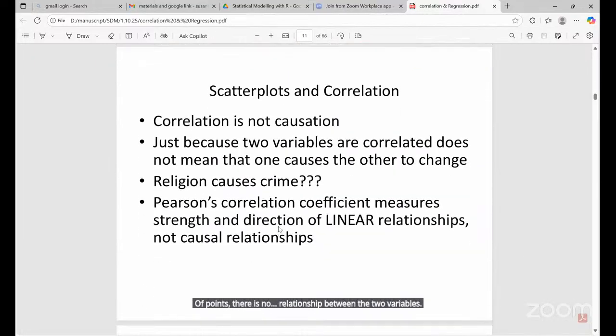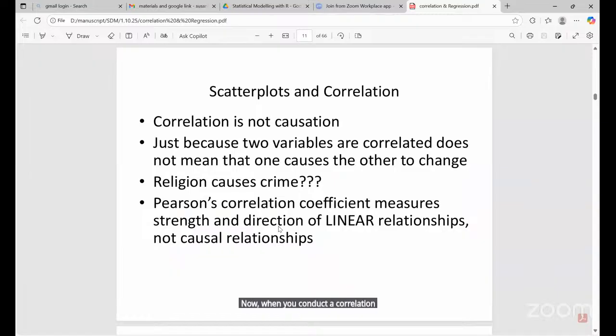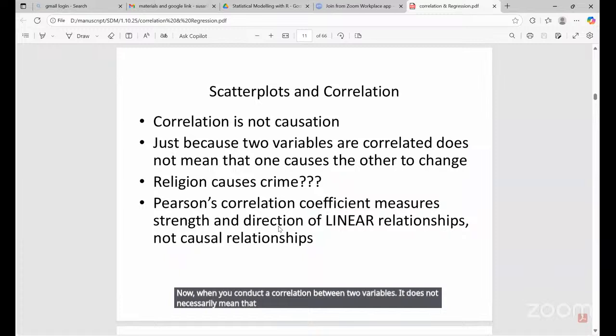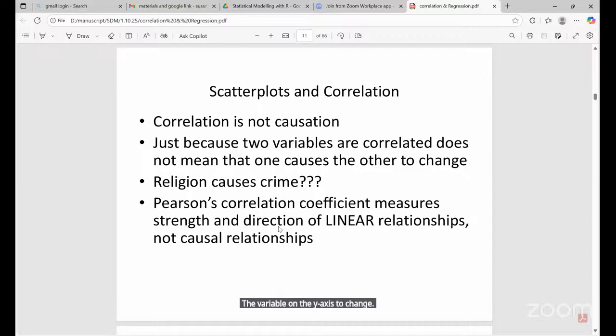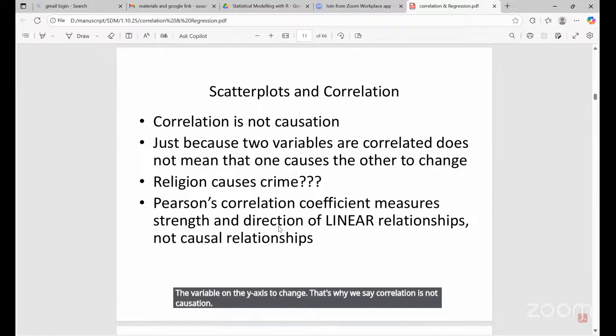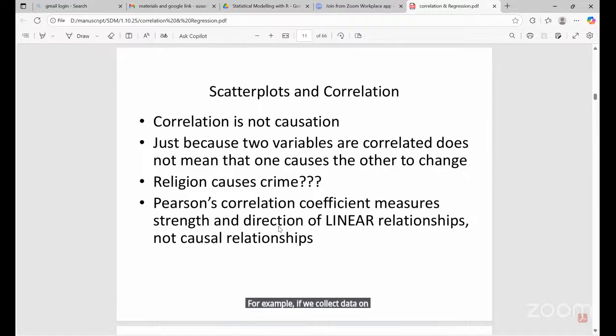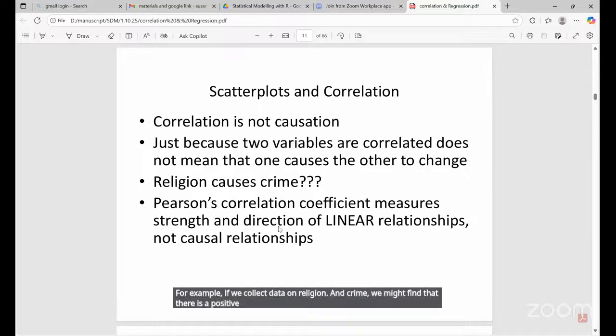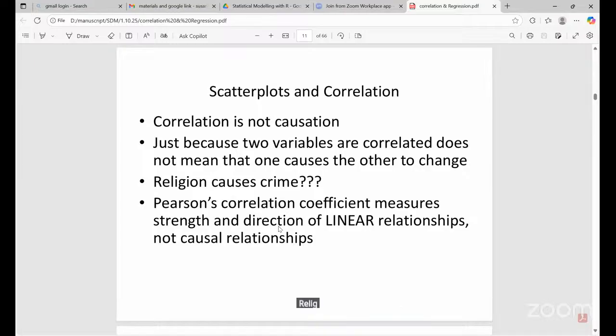Now, when you conduct a correlation between two variables, it does not necessarily mean that the variable on the x-axis causes the variable on the y-axis to change. That's why we say correlation is not causation. For example, if we collect data on religion and crime, we might find that there is a positive relationship between religion and crime, but it does not necessarily mean that religion causes crime.